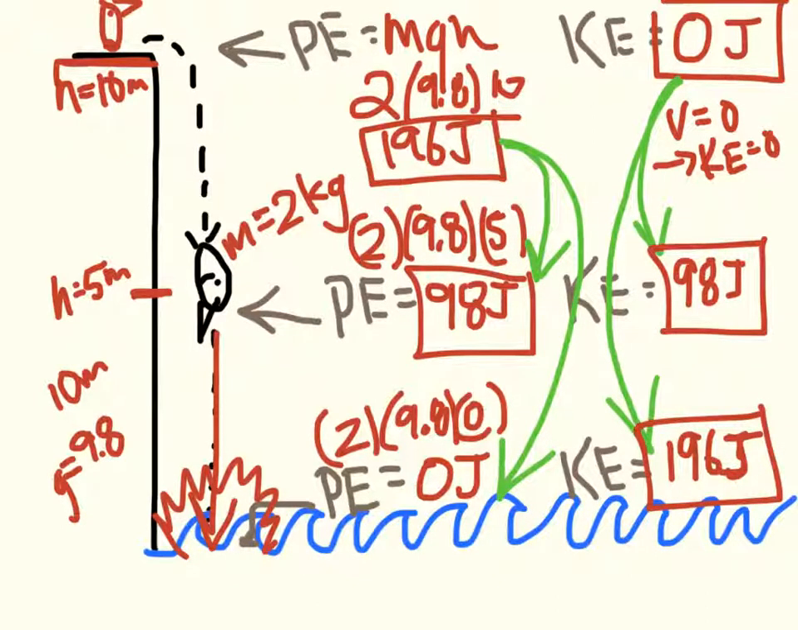And again, this is neglecting air resistance. If air resistance played a role, some of that energy would be lost due to air resistance, and this would be slightly less than the initial potential energy. But do you see how these flip-flop? Goes 0 to 98 to 196, 196 to 98 to 0 joules. And that's the way it works. Potential energy is lost, kinetic energy is gained.